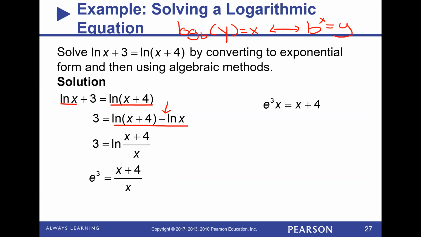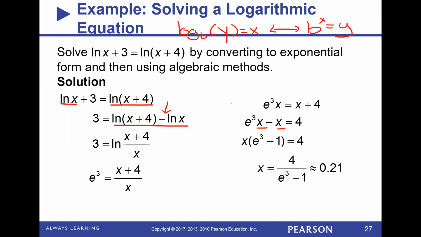So we get E to the 3rd times, again, I've got to get that X over here, so I'm going to multiply it. Then I'm just going to move the term that has X over. They both have X, so that means I'm going to factor out an X, and I'm going to be left with 4 divided by E to the 3rd minus 1. And there we go.